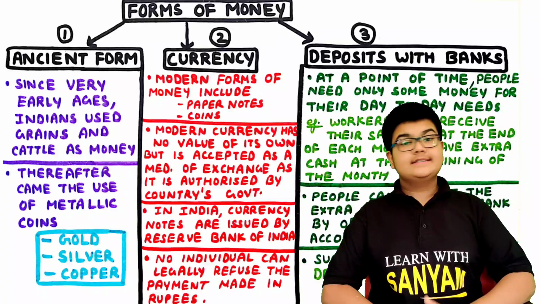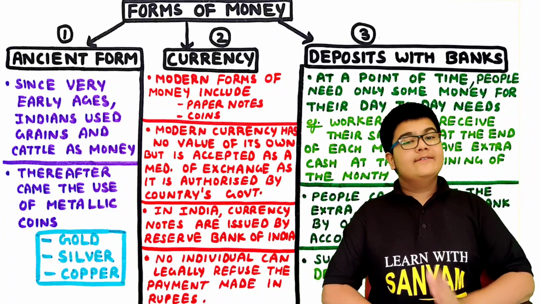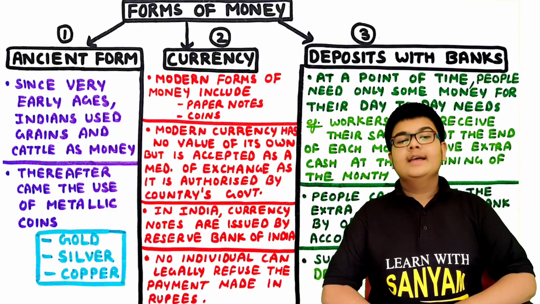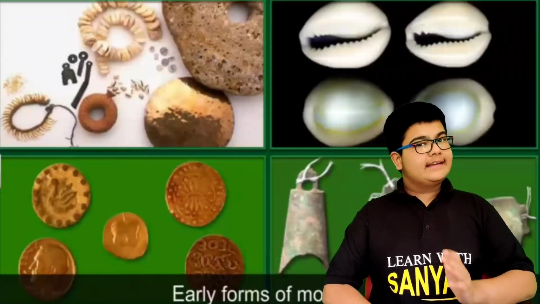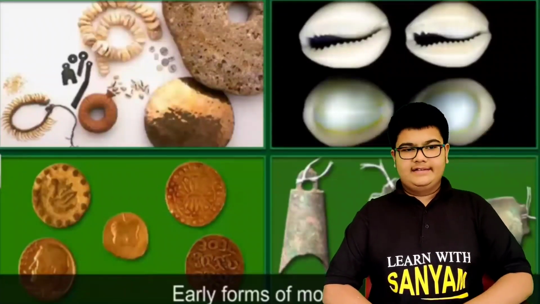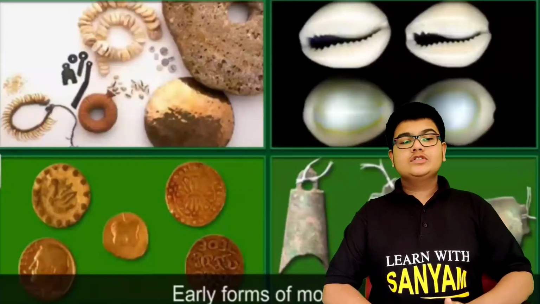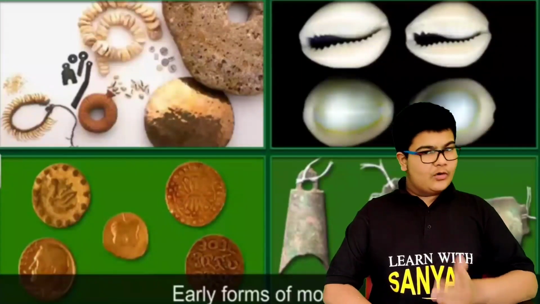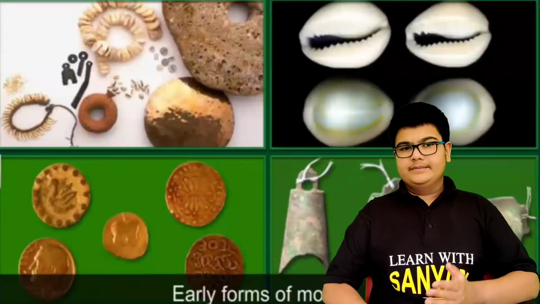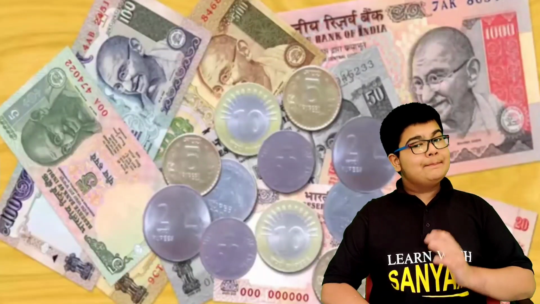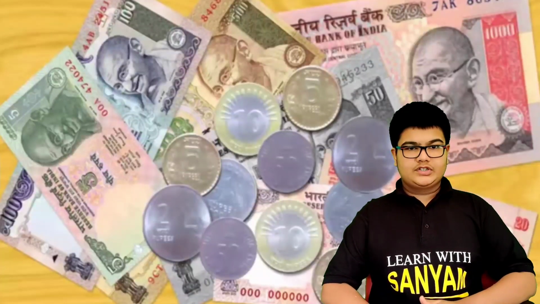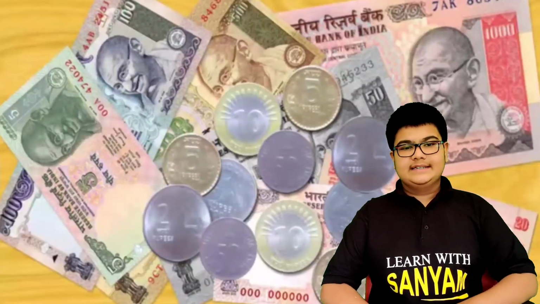Now, let's discuss the second topic of this video, which is forms of money. Since very ancient ages, Indians used grains and cattle as money. Then came the use of metallic coins like gold, silver, and copper. After that, modern forms of money like paper notes and coins were introduced. They are known as currency.